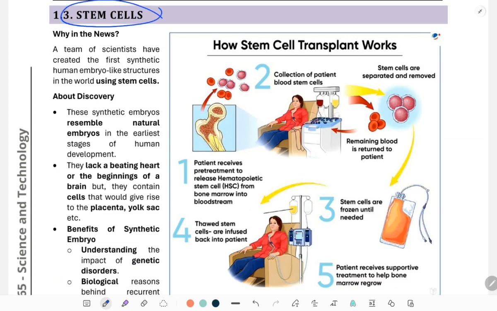Next we'll see the topic stem cells. Recently it was in news, a team of scientists have created the first synthetic human embryo-like structure in the world using the stem cells. We'll see about their discovery.